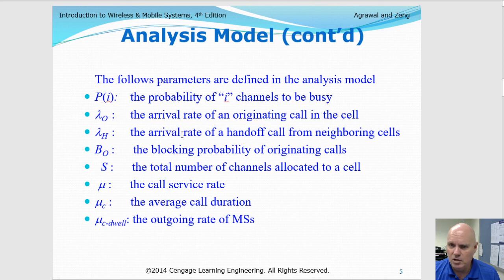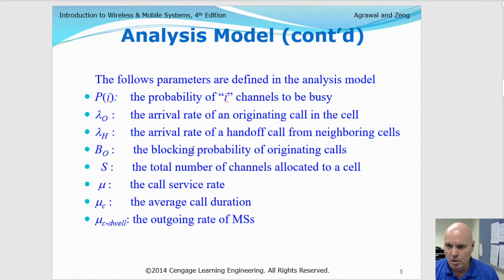This is similar to the notation we used in chapter 2 where we talked about queuing theory. So you may want to go back and review that information briefly. But P of I represents the number of I channels that are busy. So if I is 0, that means all S channels are available. P of S would be the probability that all S channels are busy, and so that no channels are available, and so that would consequently be the probability that any originating calls or any handoff calls would be blocked.